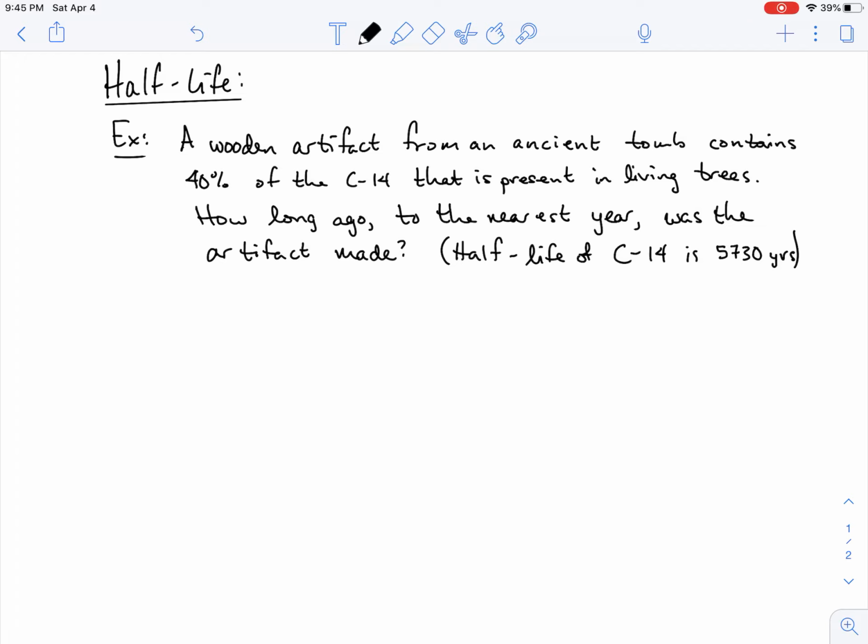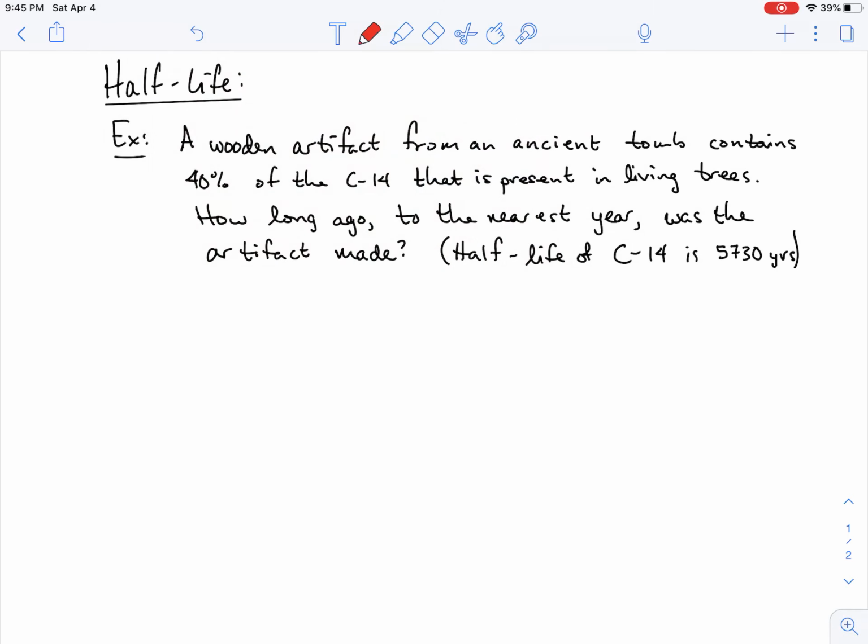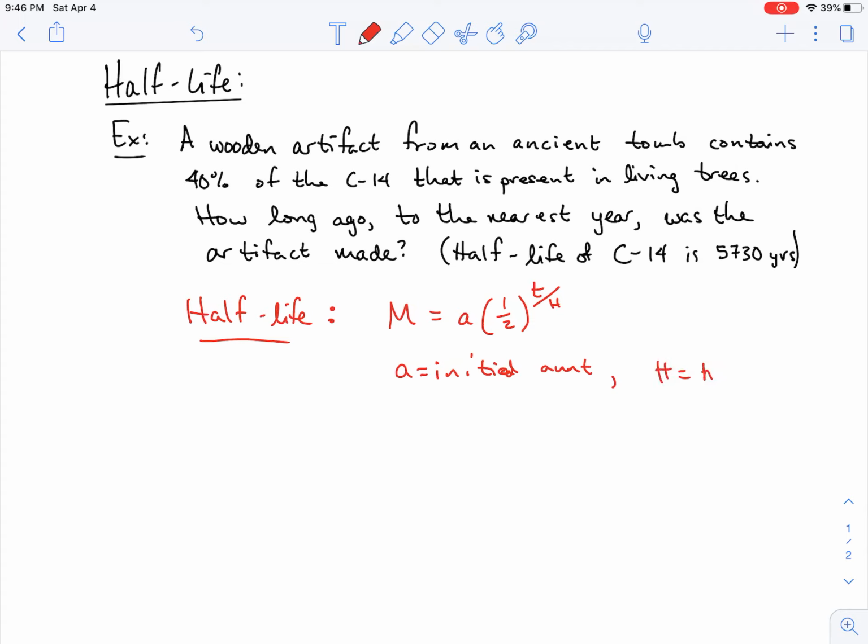So there's a couple ways of doing it. We're going to do this using a shortcut presented in another video, and that is that for half-life model, we'll use this relationship here, where A is the initial amount and H is the half-life.